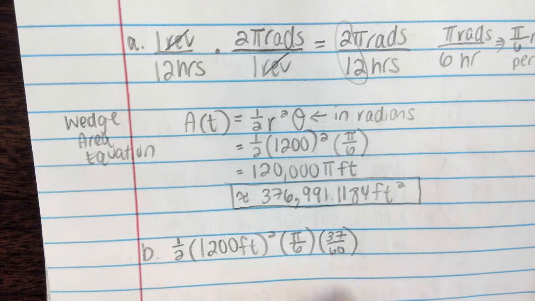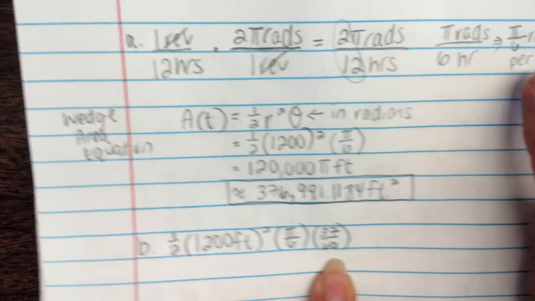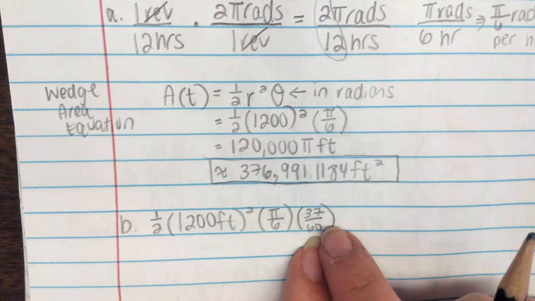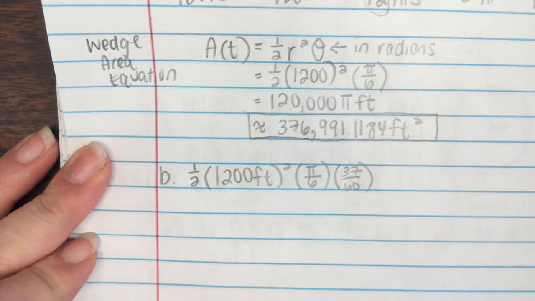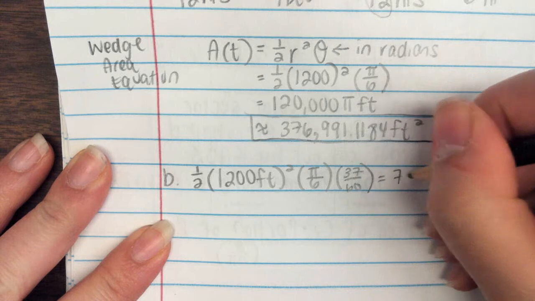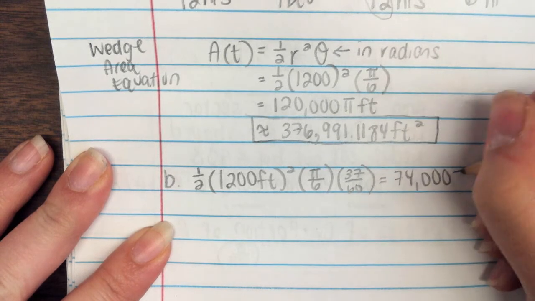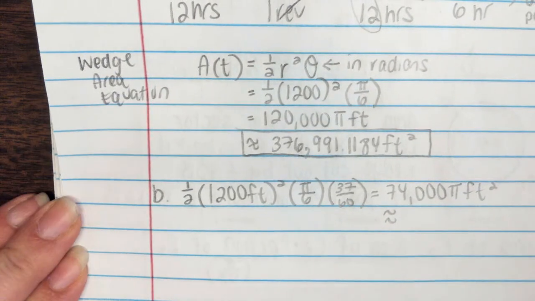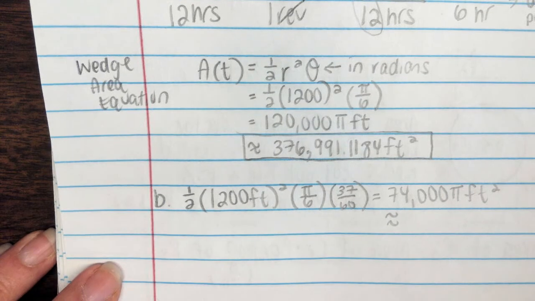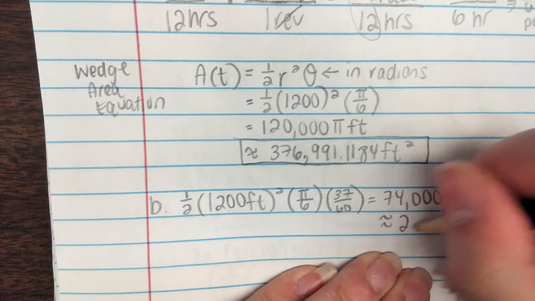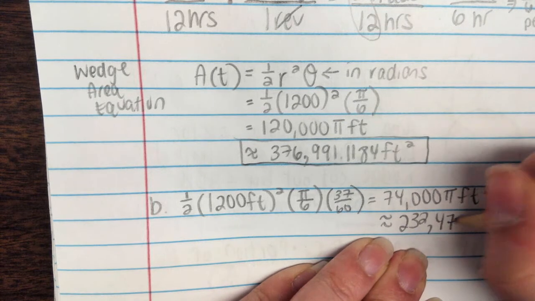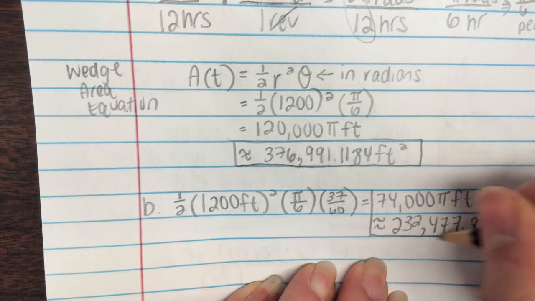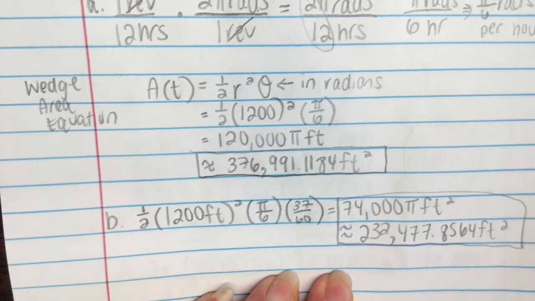Okay? Previously, I didn't have to do that because this was per hour. So it's good to go, right? But I can't leave this like this anymore because it's not per hour. I want to figure out what happens at 37 minutes, right? So there's my work, guys. When everything's said and done, you're going to end up with 74,000 pi feet squared. Because if someone tells me, oh yeah, the area that was watered was 74,000 pi feet squared, I'm going to be like, huh? But if someone told me 232,477.8564 feet squared, I could actually wrap my head around that a little bit better. Okay, so there's your work for part B.